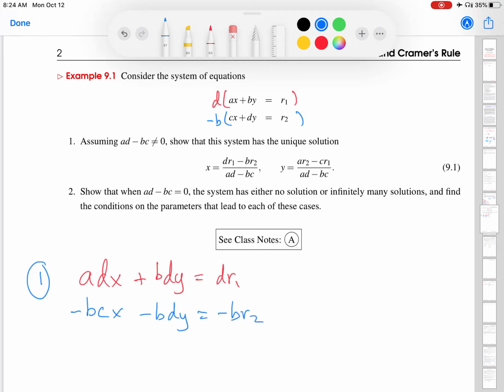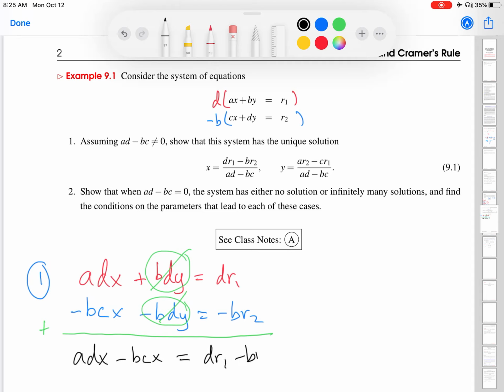And then you can kind of see why I've done this, because now I'm going to add these two equations. And I have bdy minus bdy, so those terms cancel. And what am I left with? I'm left with adx minus bcx equals dr1 minus br2. I can factor out the x from the left-hand side to leave me with AD minus BC times x equals dr1 minus br2.